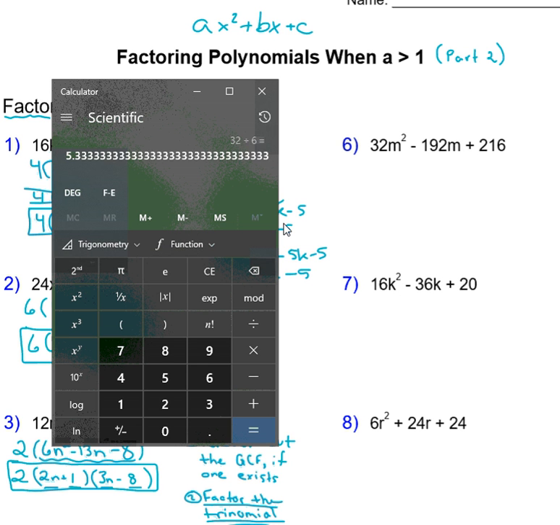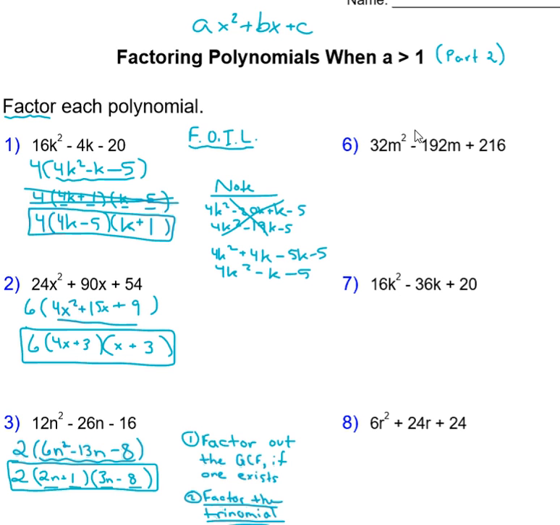Is 32 divisible by 6? Nope. How about 8? 32 divisible by 8? Yep. Okay, so 192 divisible by 8. And 216 is divisible by 8? Yes. So it might be an 8. Let's try 16. 32 is divisible by 16, is 192? Yes. And how about 216? No. So far we have an 8. And then I tried 16, and then 32 is the only other one. So let's try 192 divided by 32. Yeah. And 216 divided by 32. That does not work. So the greatest common factor on this one is an 8.